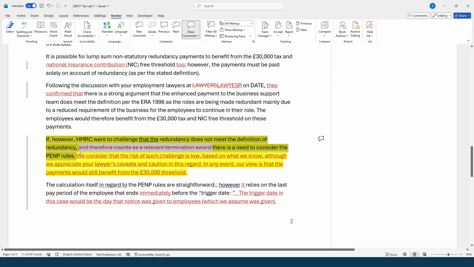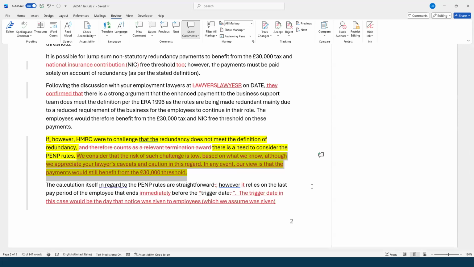Does that make sense? So then the reviewer, the director, has then said, we consider that the risk of such challenge is low based on what we know, although we appreciate your lawyer's caveats and caution in this regard. In any event, our view is that the payments would still benefit from the £30,000 threshold. Okay, so what this is saying, which is really useful for clients, is for the client to know where you stand on the risk. If you consider it low, tell them it's low. If you think it's high, tell them it's high, because they're not going to be able to know that unless you tell them, basically. So I think that's really useful to add.